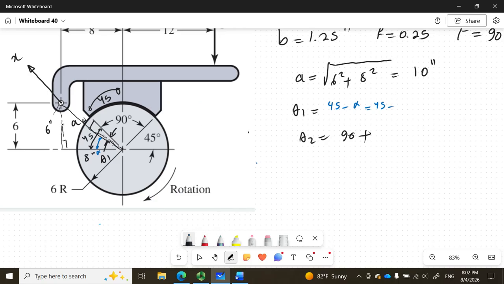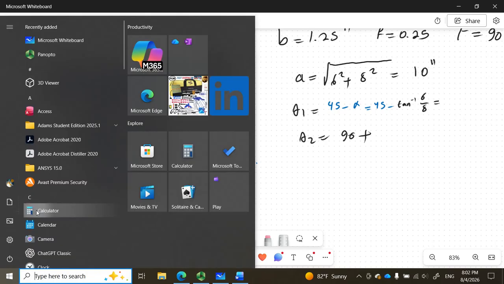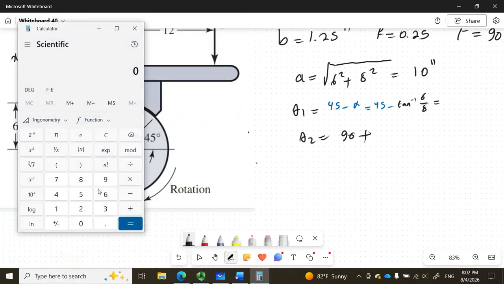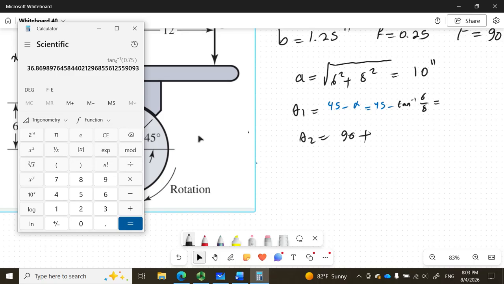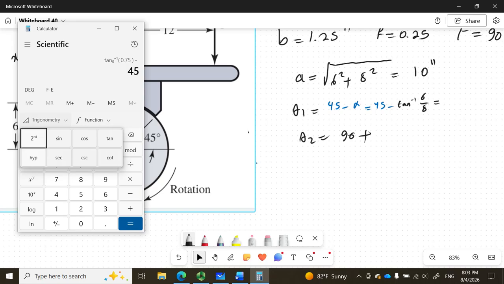This height is 6, this is 8. So alpha is arctangent of 6/8. Alright, so let's see. Alpha is 6 divided by 8, arctangent of that guy is 36. So if I subtract this from 45, yeah, so how much you get?